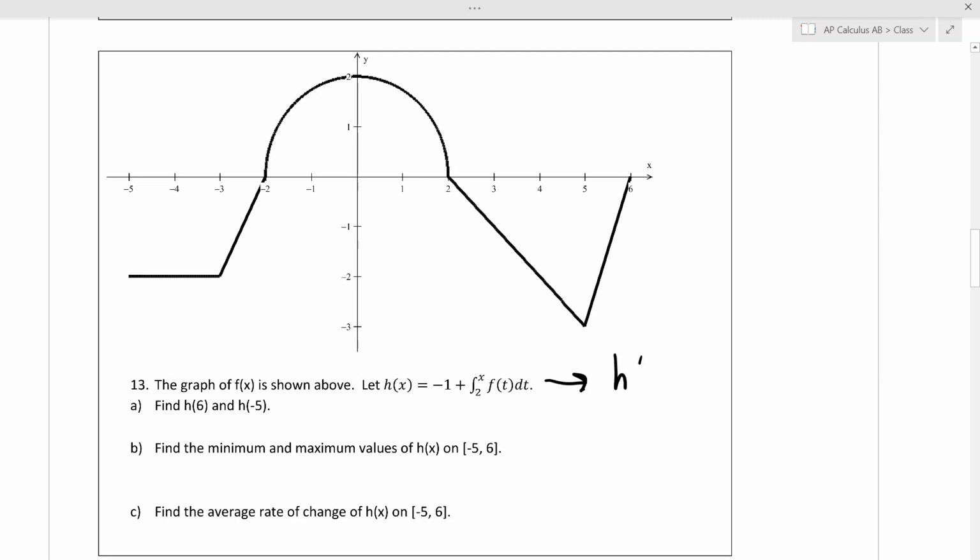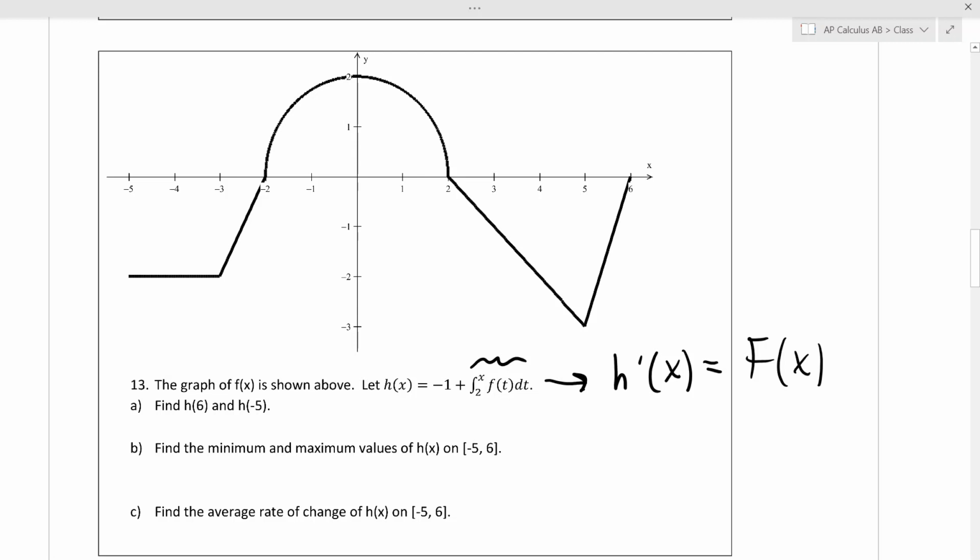It tells me that h prime of x, if you derive that, there's a big plus in the middle, so we derive separately. -1 derives as 0, so technically it's 0 plus the derivative of this integral, which is just f of x. So h prime is just f of x. That's the first thing.